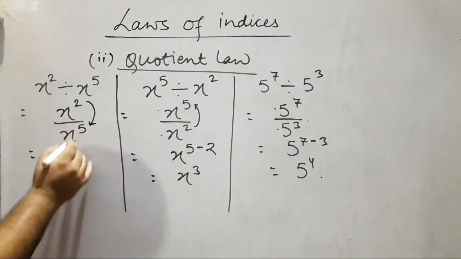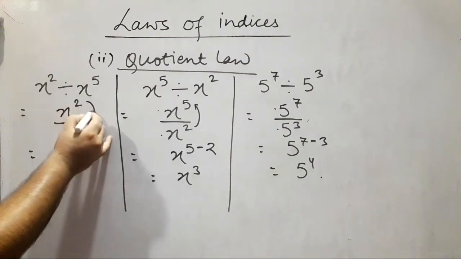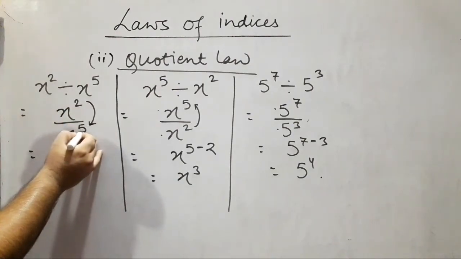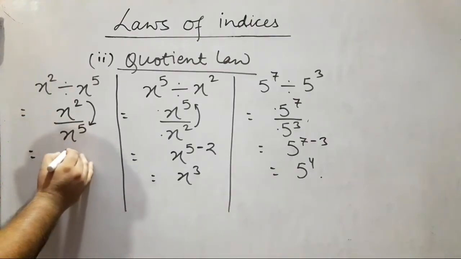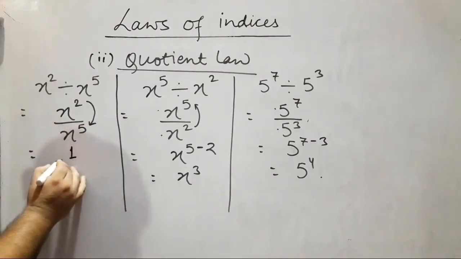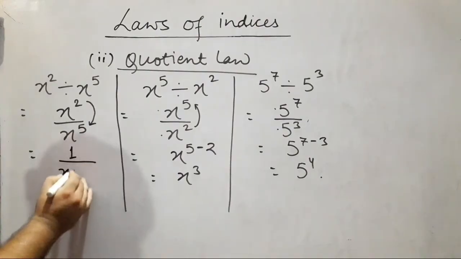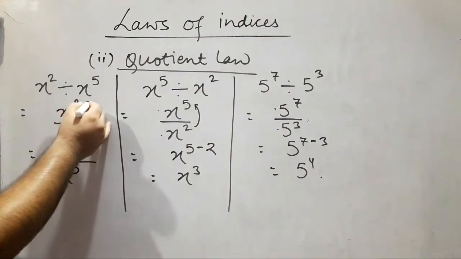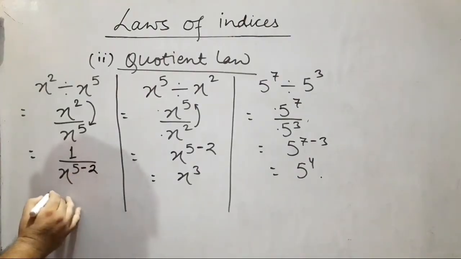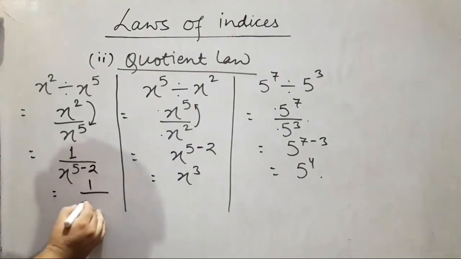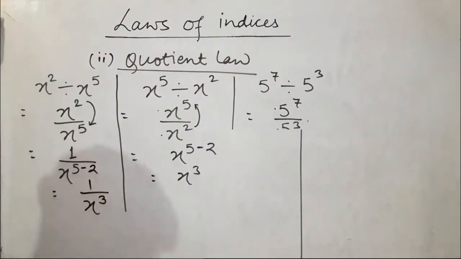Let's see. When this power 2 comes below to be subtracted from this power 5, then in the numerator there would be nothing, so we have to write 1. 1 by x power 5, where power 2 is subtracted from power 5. Power 5 minus 2, we can write it as 1 by x power 3.